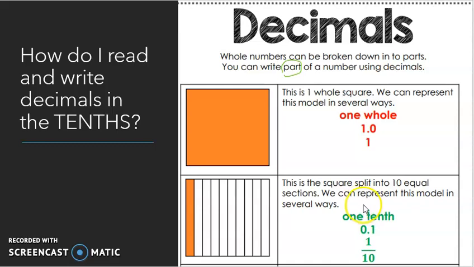Okay, so it says this is one whole square. Here we go, one whole. We can represent this model in several ways. We can write one whole. We can write it as a decimal. Notice where the 1 is now. It's on the left side of the decimal. The left side of the decimal is where the wholes go.